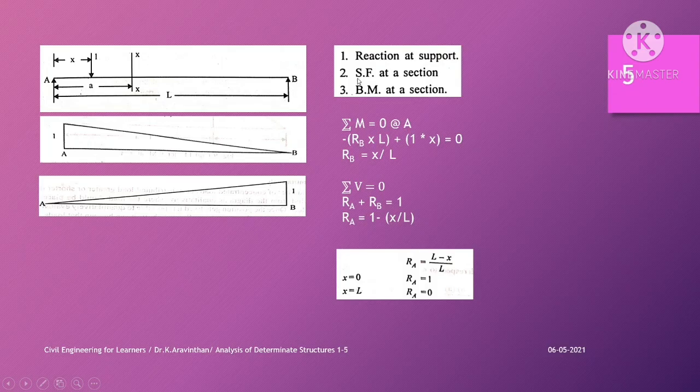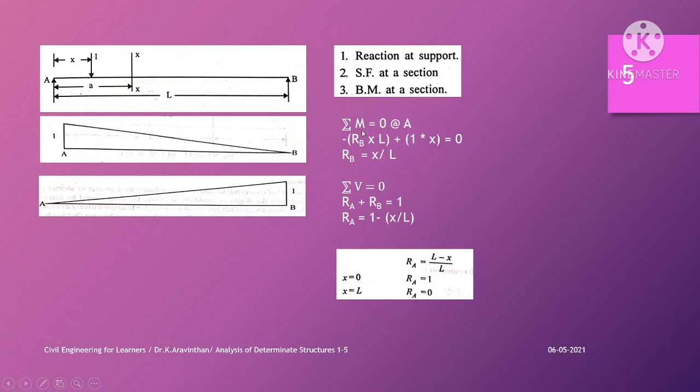So we will find the shear force and bending moment of the section. To find shear force and bending moment, we need the reaction at the support. So how to find the reaction at the support? We need RA and RB, so we will be finding the reactions.